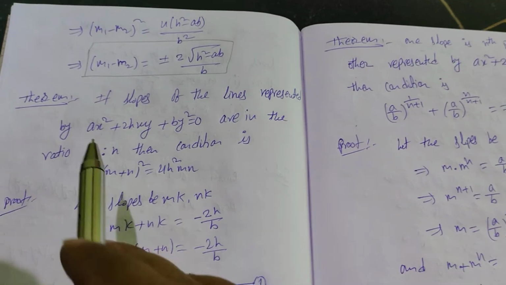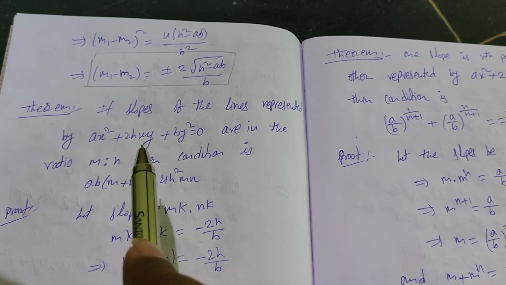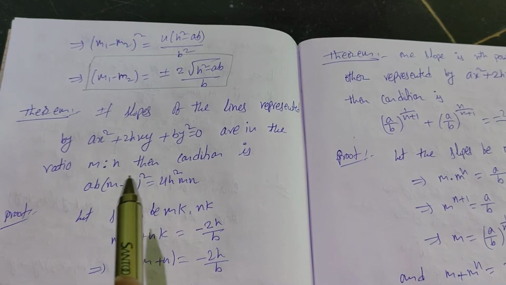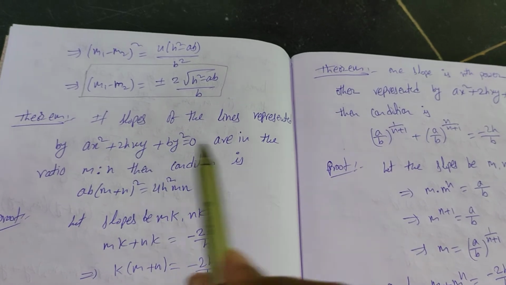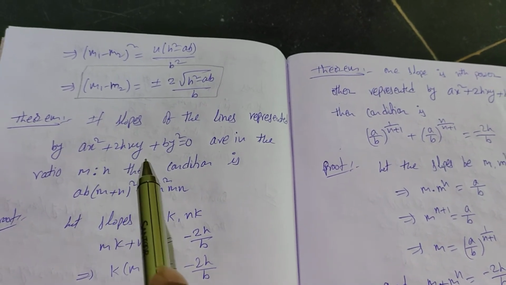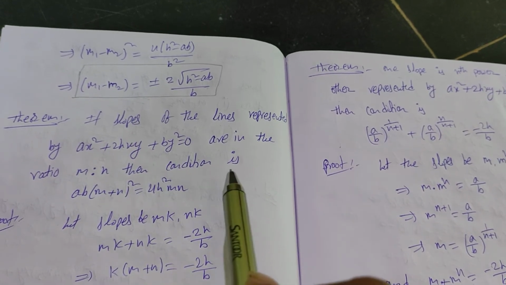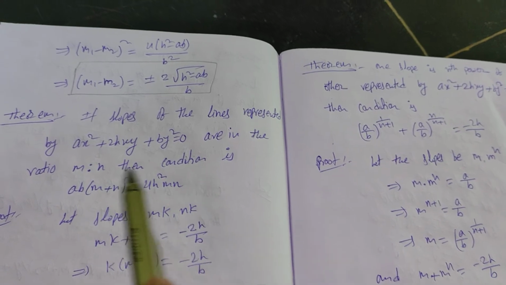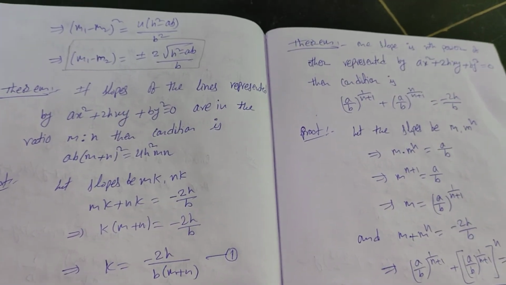Next theorem: if the slopes of the lines represented by ax square plus 2hxy plus by square is equal to 0 are in the ratio m is to n, that means if the slopes m1, m2 are in the ratio m is to n, then the condition is ab of (m plus n) whole square is equal to 4h square mn. If you remember this condition, we can do objective problems simply.